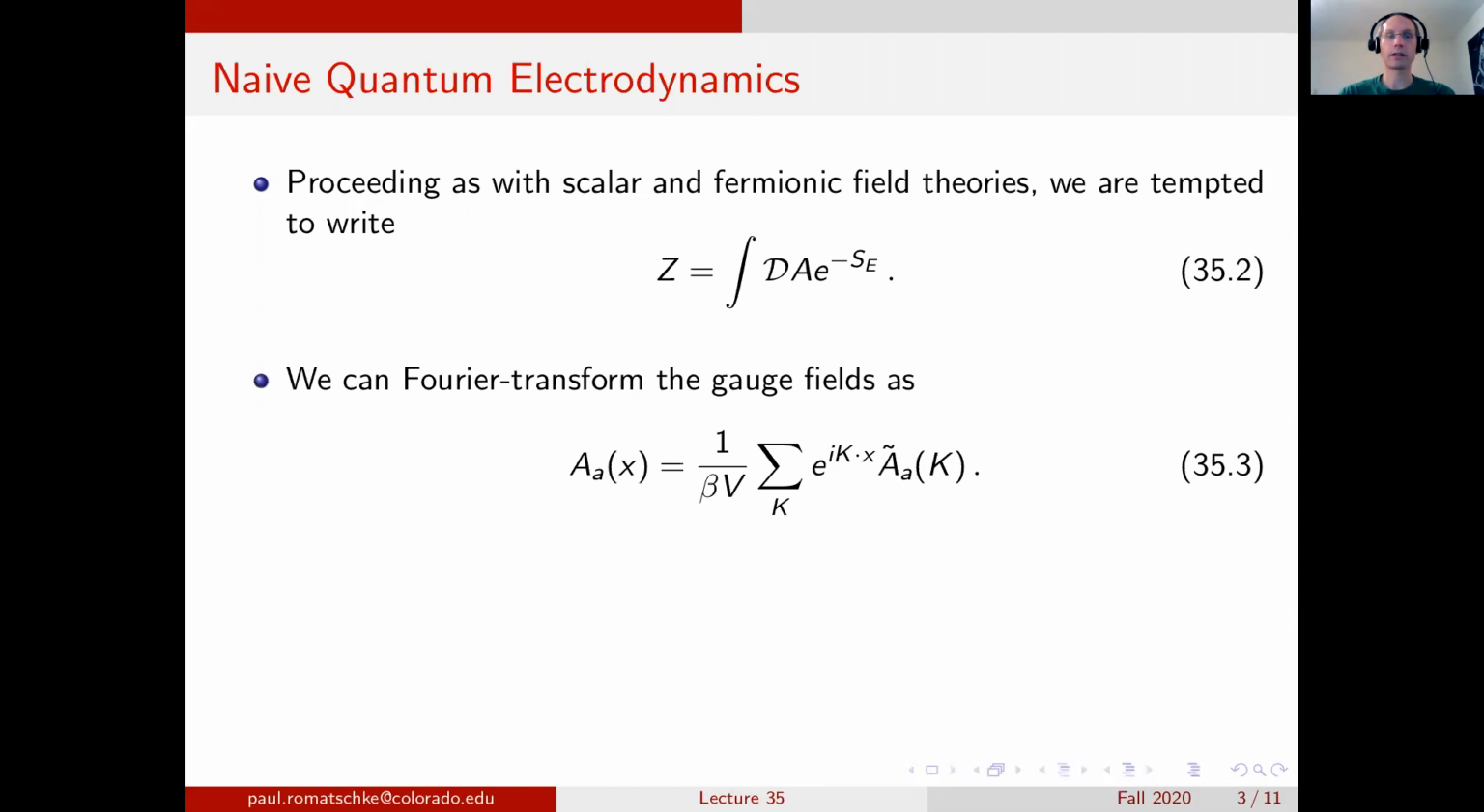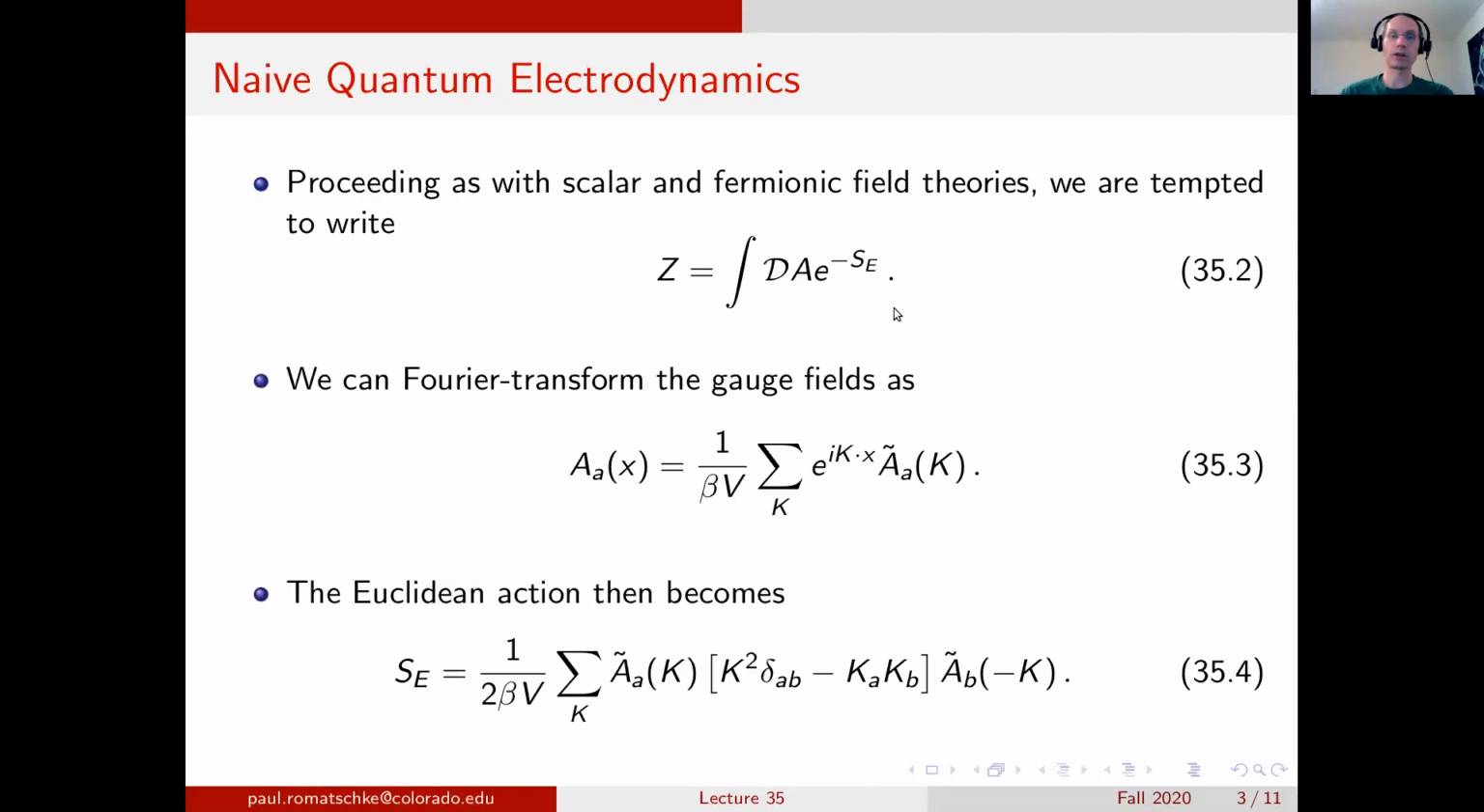Doing so, we can try to solve that path integral by using the fact that we can Fourier transform the gauge fields such that A is 1 over square root of beta V, the volume, times a sum over all the wave modes in the different space-time directions over the Fourier coefficients, which we denote as A twiddle.